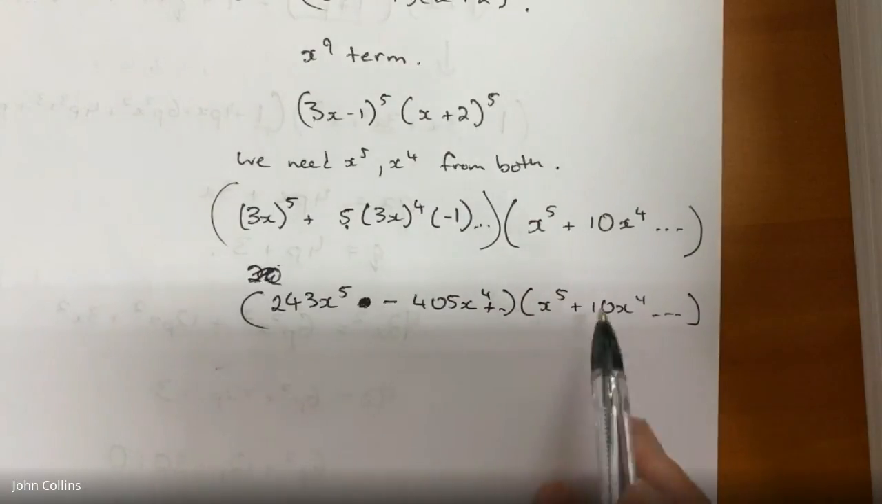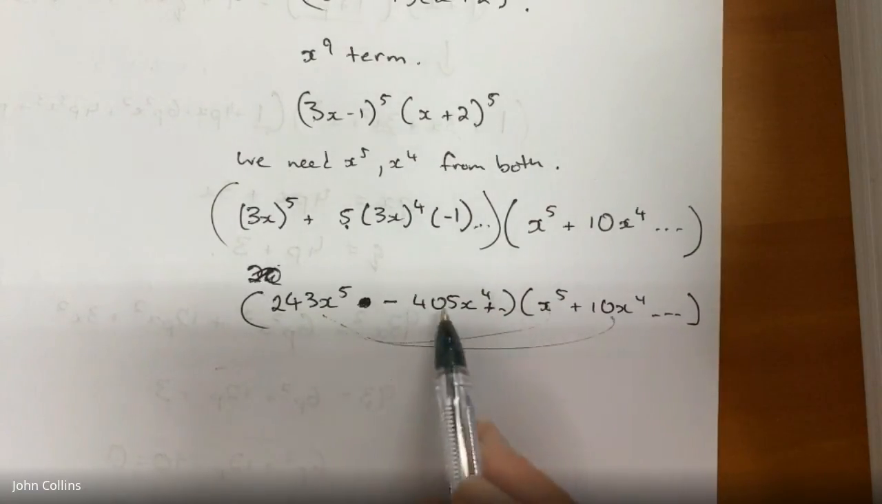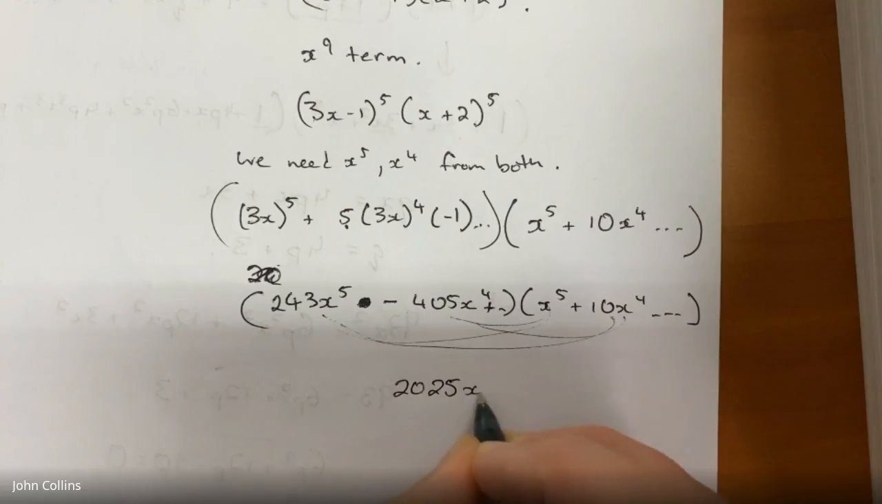Okay, so you're going to have to multiply that by that, and then that by that. And then doing that gets you 2025, I think. Okay, so we won't do that. 2025x to the 9 when you combine all like terms, yeah? Yeah. And that's it.